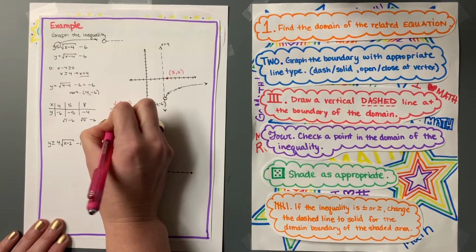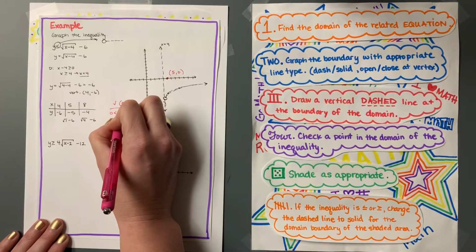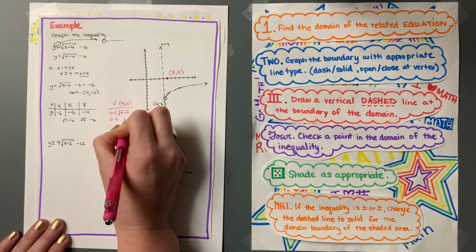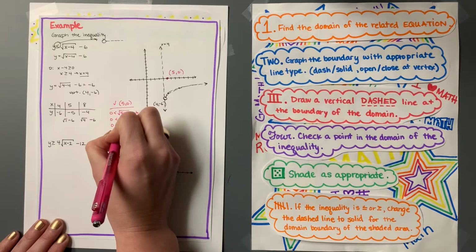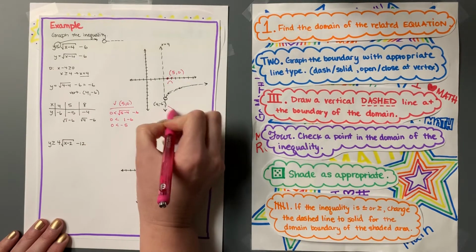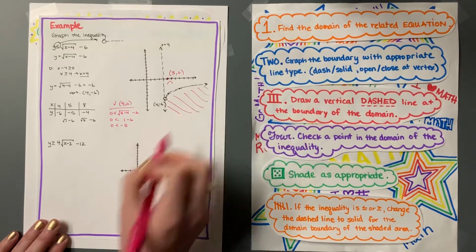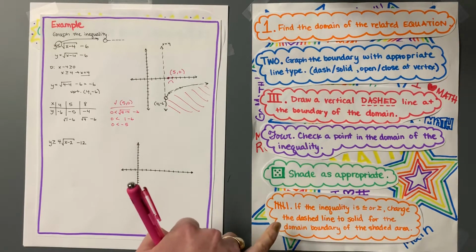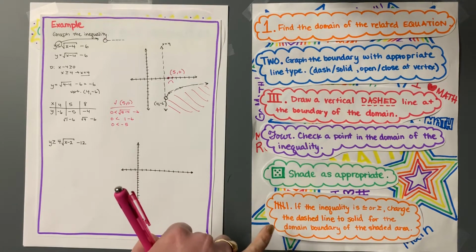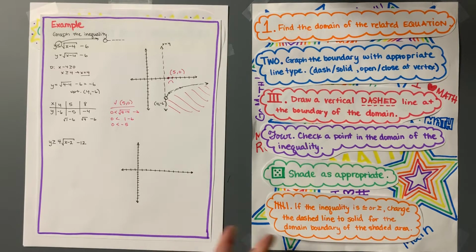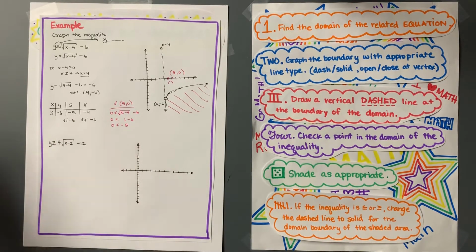So this is 0 is less than the square root of 5 minus 4 minus 6. 0 is less than 1 minus 6. 0 is less than negative 5. This is not true, so I am going to shade this portion. Because the inequality is less than, not less than or equal to, we're not going to worry about this part. All right, moving on to this next question.